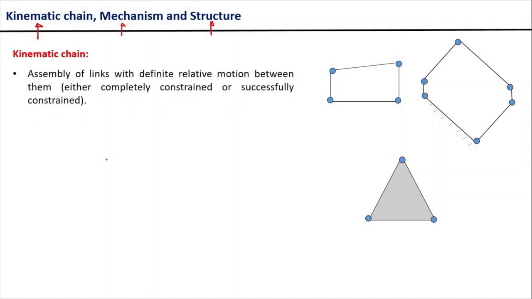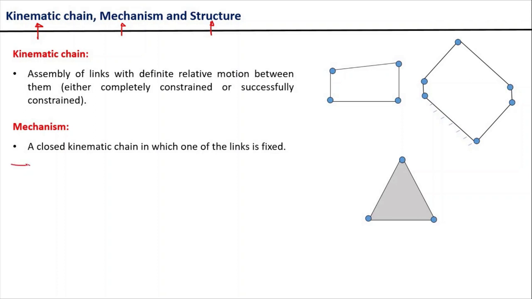So when we say kinematic chain, a kinematic chain is simply an assembly of links connected to each other in such a fashion that they have some relative motion between them. Now when we say mechanism, you can again simply define it as a kinematic chain which is closed in nature, and in this kinematic chain one of the links has to be fixed. So a very important definition.